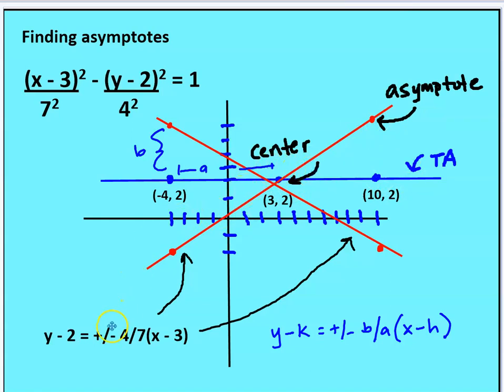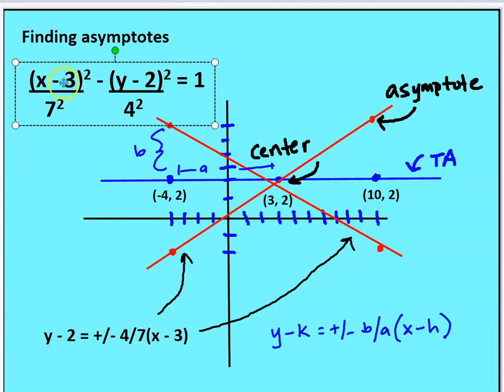Now I'm going to use my center, 3, 2, and also my slope, which is plus or minus b over a, to create the two equations for the lines for the asymptotes. Y minus 2 equals plus or minus 4 over 7, so b over a, times x minus 3, here again using the value for h. All right, and I have my equation: y minus 2 equals plus or minus 4 sevenths times x minus 3.